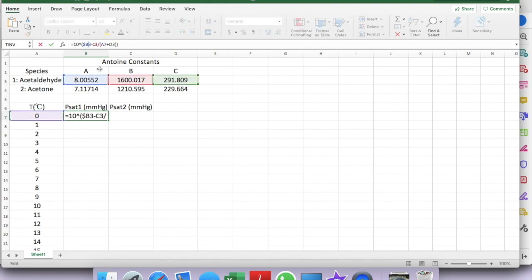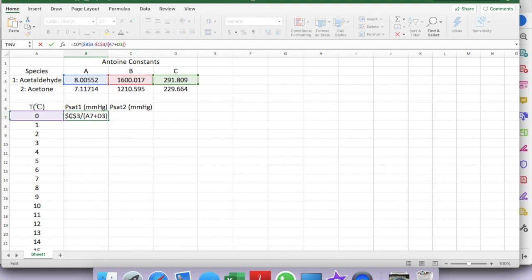To do that, we can simply add the dollar symbol from your keyboard to the Antoine constants, right before and after the letter for the column. This means that we take the absolute value of column B, row 3. This is the constant A. And do the same to constant B, that is row 3 and column C. Put the dollar symbol before and after the column letter.